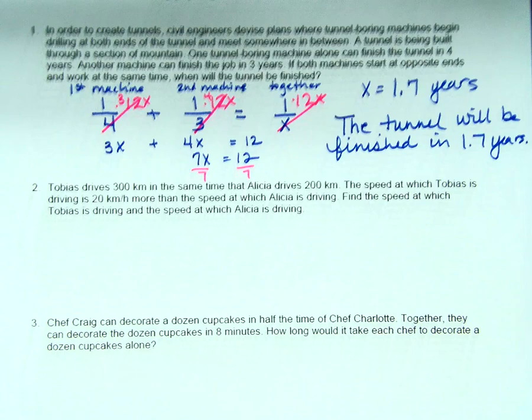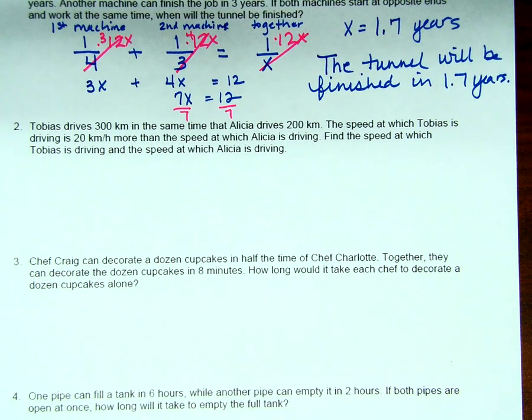Let's talk about Tobias. Tobias drives 300 kilometers in the same time that Alicia drives 200 kilometers. So what do you already know? Tobias is driving faster, right? Maybe not too fast. We don't know anything about the speed limit or anything like that. We just know he drives faster. Is that fair? The speed at which Tobias is driving is 20 kilometers per hour more than the speed at which Alicia is driving. We already knew that, maybe not exactly. We knew he was driving faster, right? Find the speed at which Tobias is driving and the speed at which Alicia is driving.